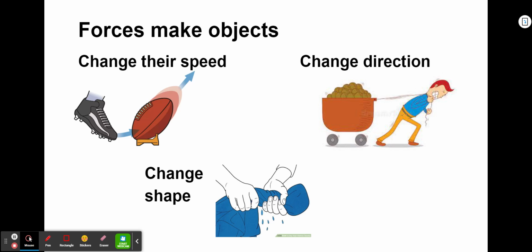They can either change the speed of an object, like this football going from 0 meters per second to maybe 10 meters per second as it's kicked through the air. They can change direction. This sack or trolley of rocks was stationary and now it's going in a particular direction. Or it can change shape. We used to have a flat towel, but as we've wrung it out and twisted it, we can change the shape of that object too.